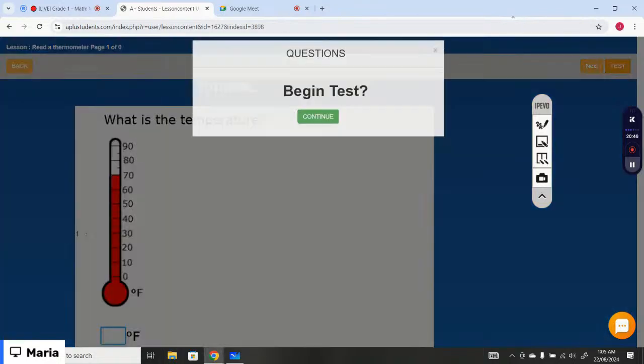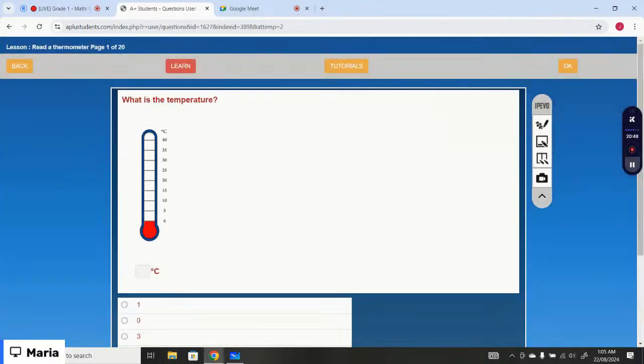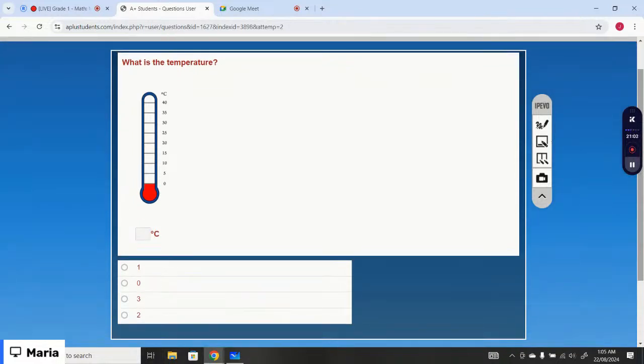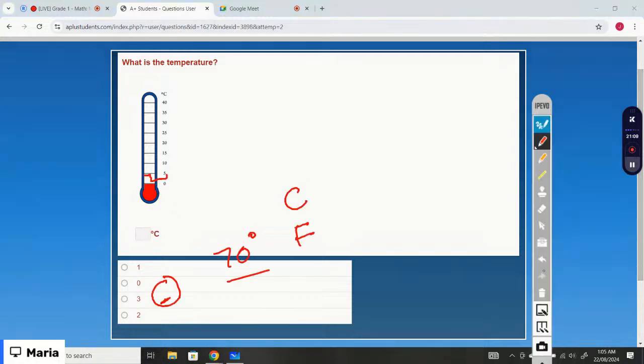Okay, let's start with the test questions. Let's see how we read the temperature. What is the temperature? You have to see the temperature. You have to match the line where the temperature is changing from red to white to the number on the right hand side. If you match this number, that would be 0. So the temperature is 0 degrees Celsius, right? C is for Celsius and F is for Fahrenheit.